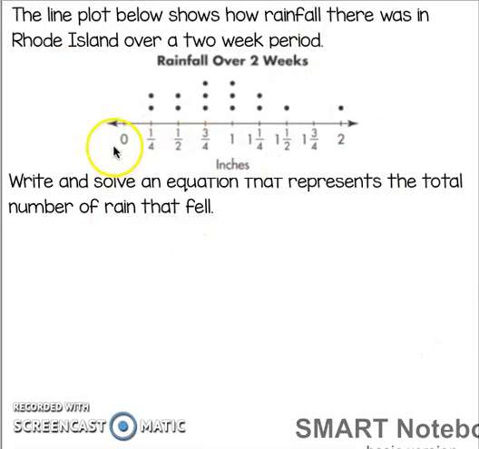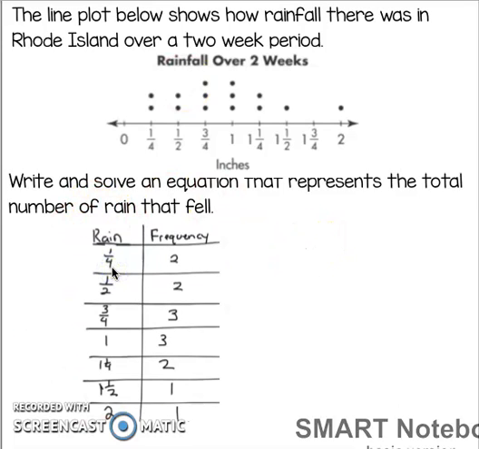Okay, here they want you to write, the line plot shows how much rainfall there was in Rhode Island over a 2-week period. So there's a lot of little moving parts here. Write and solve an equation that represents the total amount of rainfall. So I made a frequency chart for each one because it's a lot of little moving parts, okay?